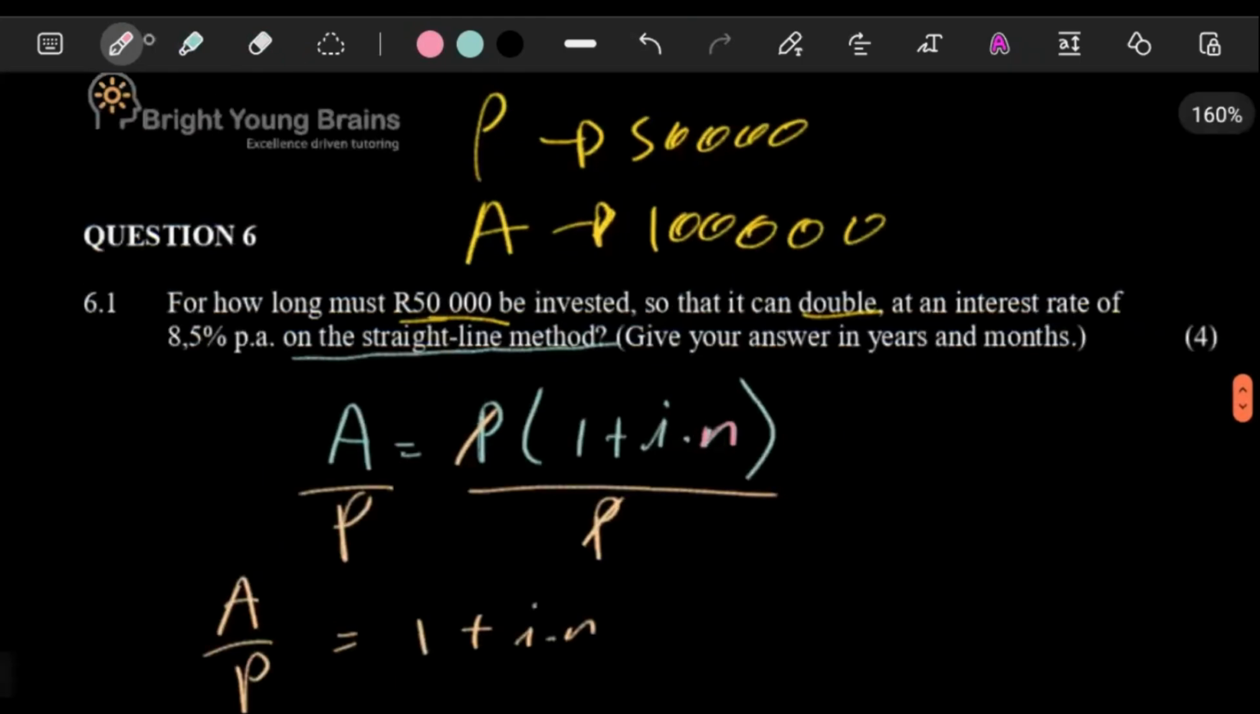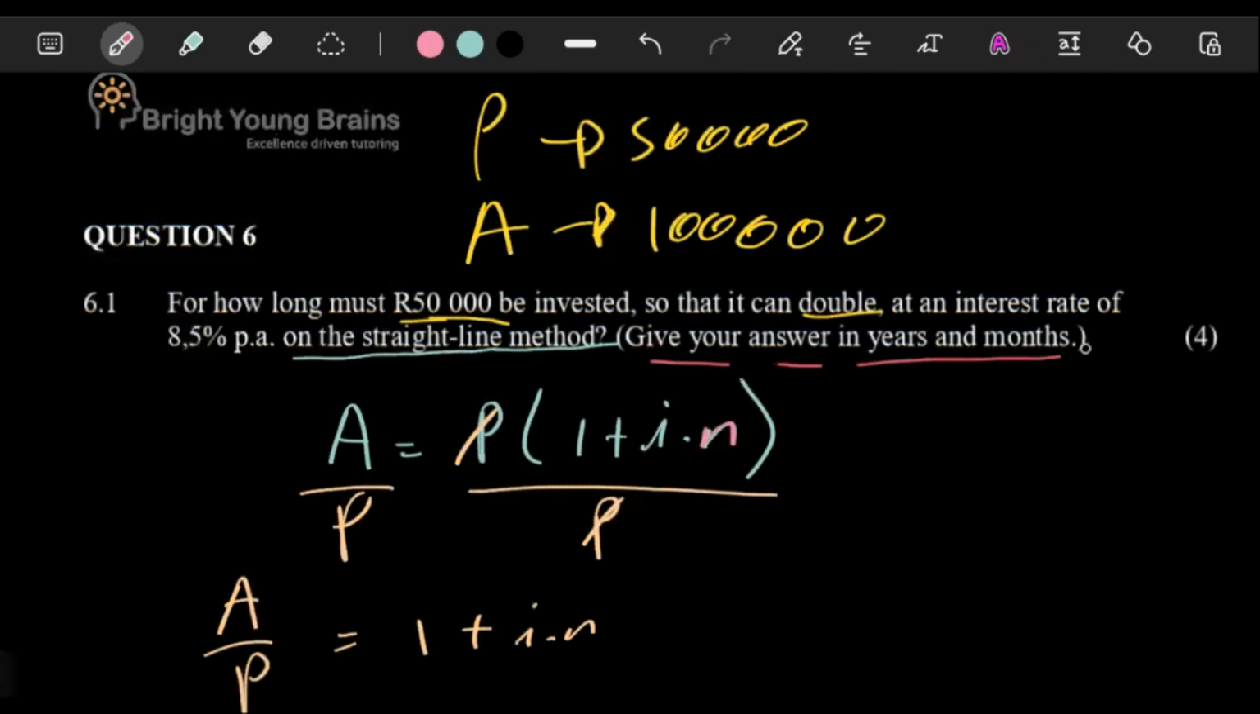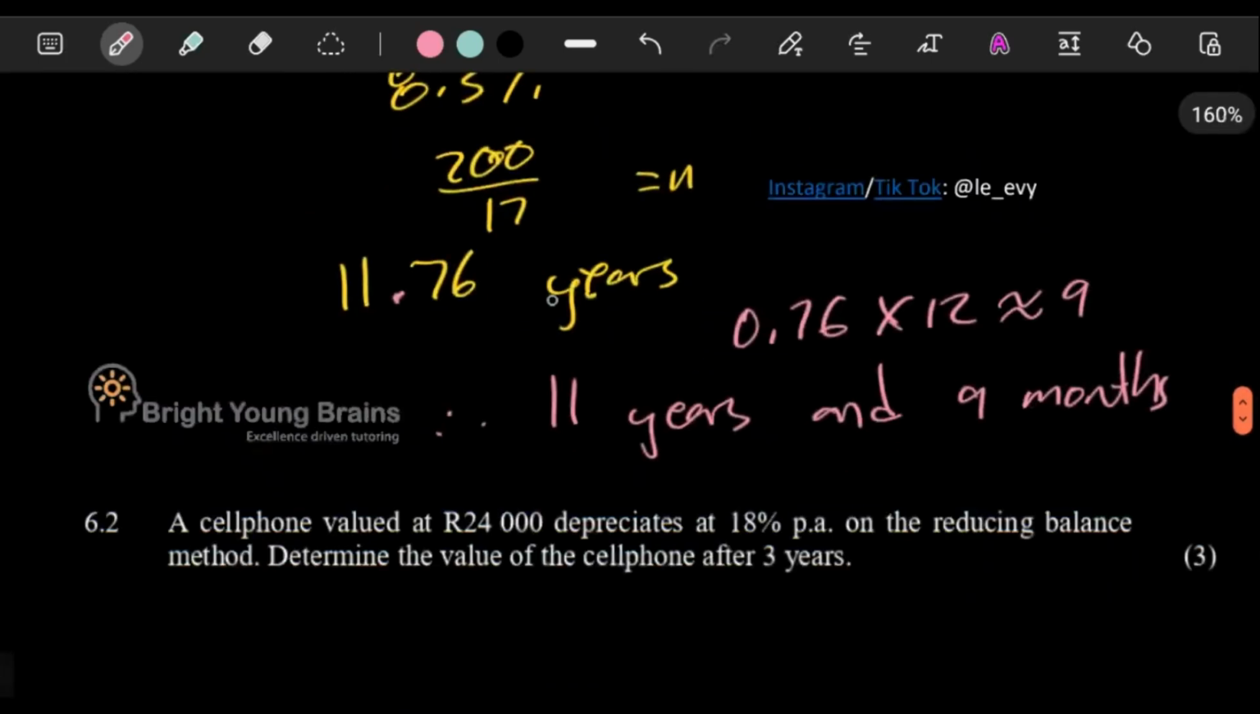Oh, they did. Wow. I think my subconscious probably saw this. Maybe not. Maybe it's just a habit for me. So they say give your answer in years and months, right? So the years we have given them 11, and then the months we said just take this value, the 0.76, and then you have to multiply that by 12 months.